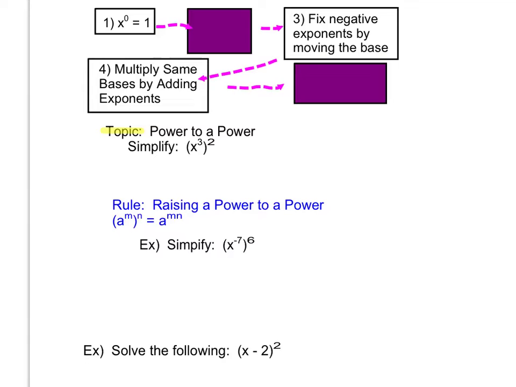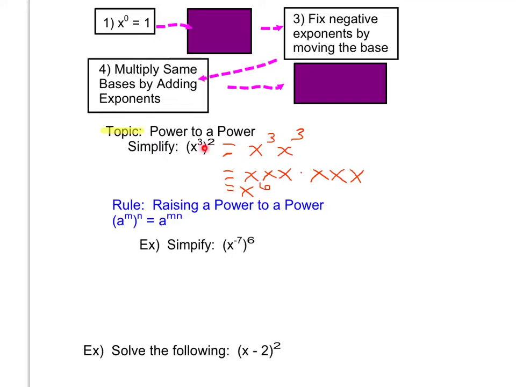So looking at today, we're going to talk about what happens if you have power to a power. Power being another word for an exponent. So in other words, what happens if you have not one exponent, but 2? Well, let's look. What does this mean? Well, this square on the outside means to multiply by itself twice. So that would give me x cubed times x cubed. And what is the meaning of x cubed? Well, x cubed means x times x times x. Putting that back into exponential form, I get x to the 6th.